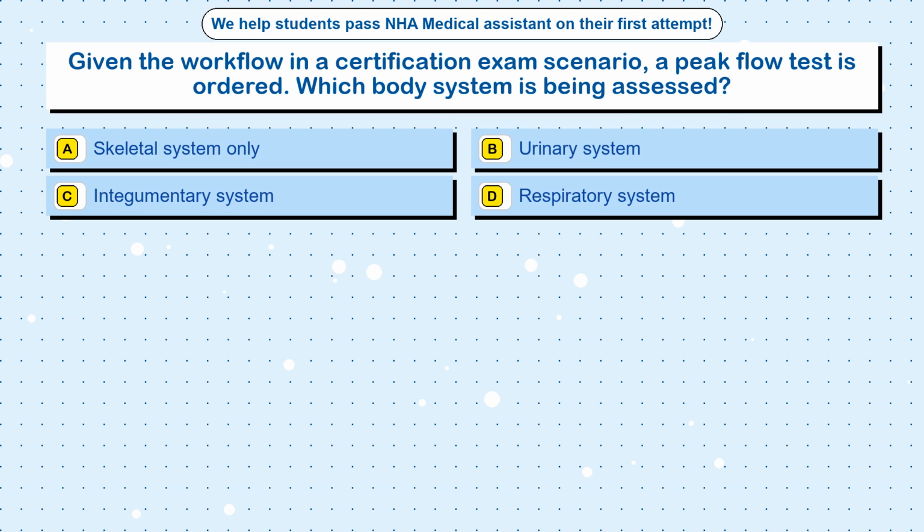Question 85. Given the workflow in a certification exam scenario, a peak flow test is ordered. Which body system is being assessed? Option A. Skeletal system only. Option B. Urinary system. Option C. Integumentary system. Option D. Respiratory system.